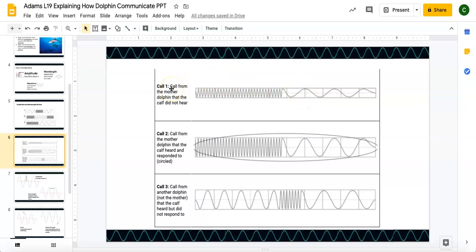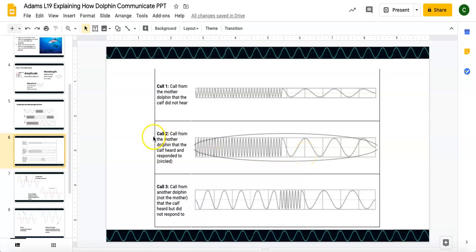So, just like if, for example, you're in your bedroom and your mother is calling you from the kitchen, your mother's sound still has to be loud enough to go through the walls for you to hear in order for you to know that she's saying something to you. Same here for the mother dolphin and the calf. This call was not loud enough for the dolphin to hear, therefore he didn't respond. But now, once the call got louder, the calf was able to hear its mother's call and respond.